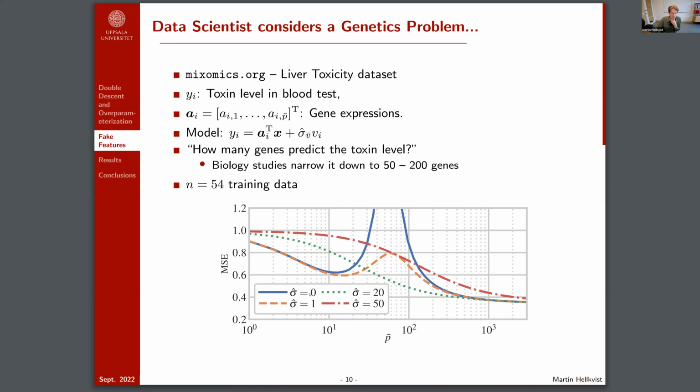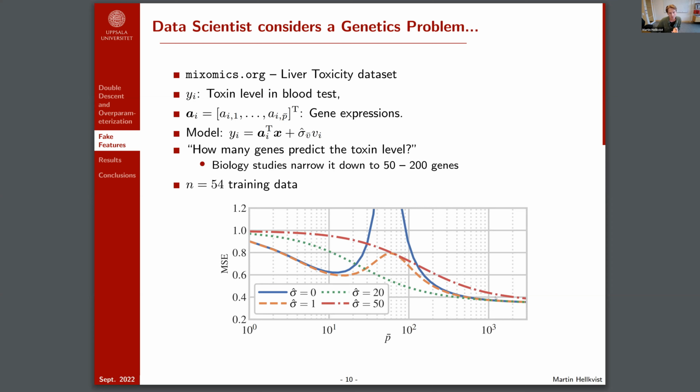As you see for the small noise assumption, we get this type of double descent phenomenon as we increase the number of parameters, number of genes we observe. And it even looks like the best overall number of genes to observe is far to the right in the curve. So it looks like we should observe as many genes as possible.